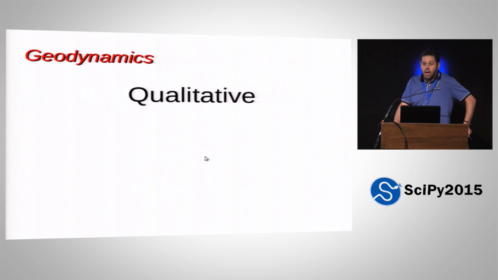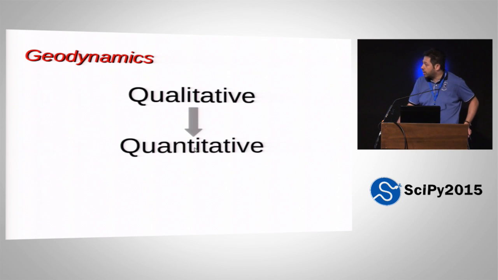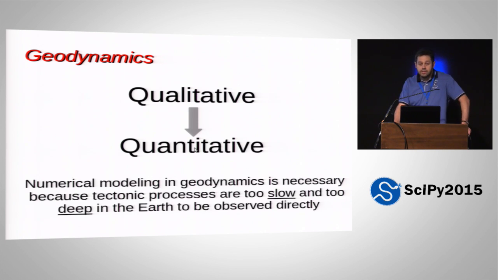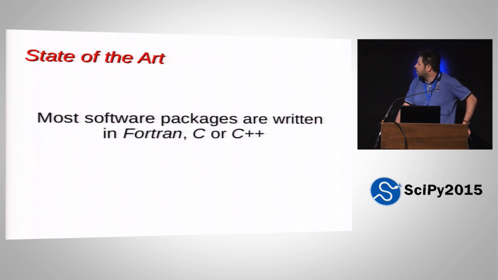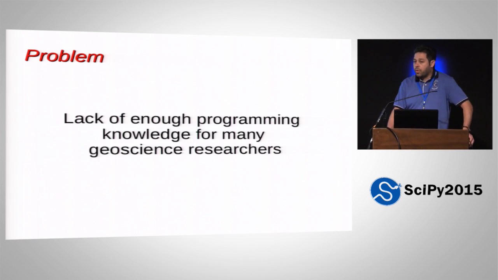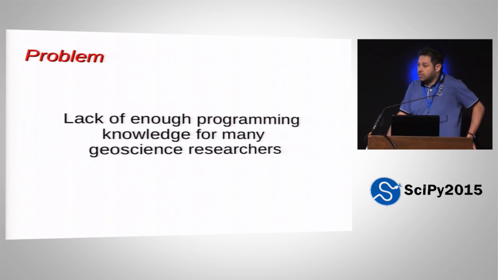Since the establishment of plate tectonics, geodynamics moved from a qualitative approach to a quantitative approach, and numerical simulation is needed since earth processes are too slow, of the order of millions of years, and too deep, of the order of hundreds of kilometers, to be observed directly. Actually, most of the software packages are written in C++ and Fortran, but the main problem is that earth scientists do not have enough programming knowledge or skills to use or modify them.